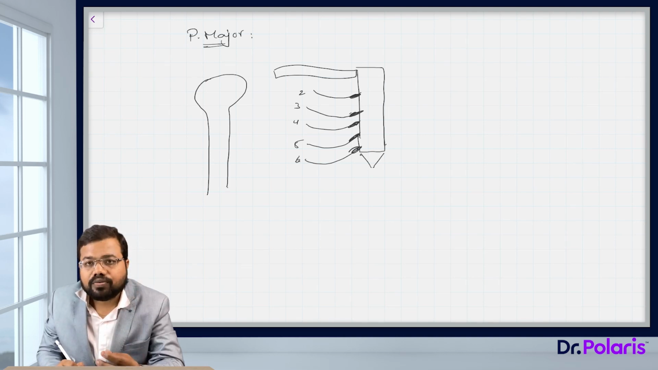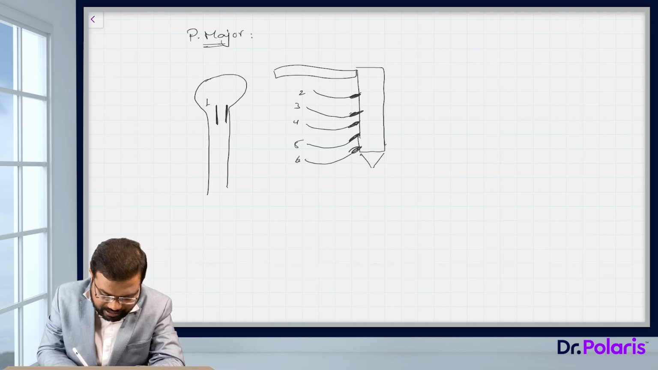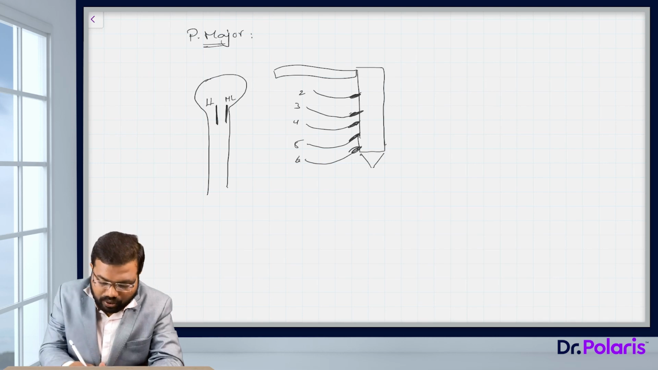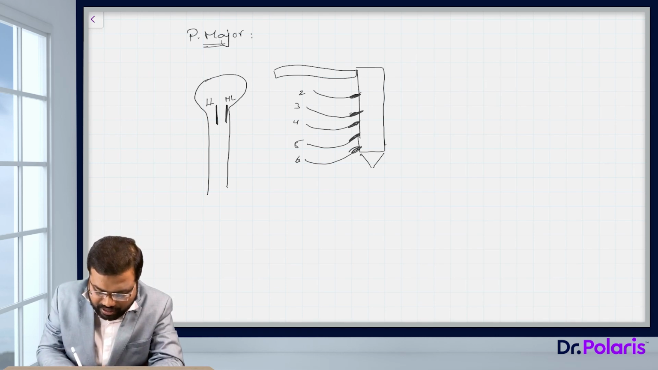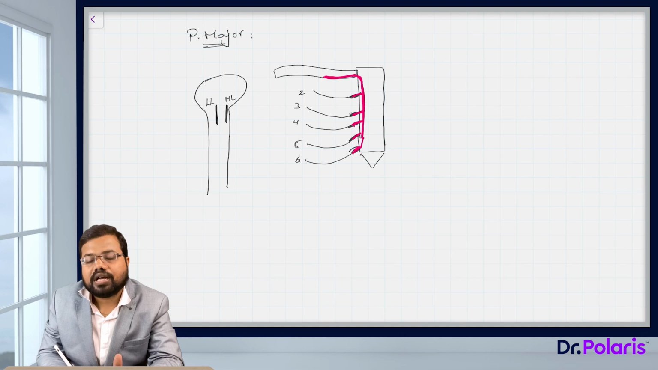On the humerus, we have a bicipital groove, and for that bicipital groove there is a lateral lip and also a medial lip. Let's imagine this is the lateral lip and this is the medial lip. Now the origin of the pectoralis major is the medial end of the clavicle and also the anterior surface of the sternum along its lateral aspect. Along with that, it also originates from the costal cartilages of the 2nd, 3rd, 4th, 5th and 6th ribs. From all these, the origin is taking place.